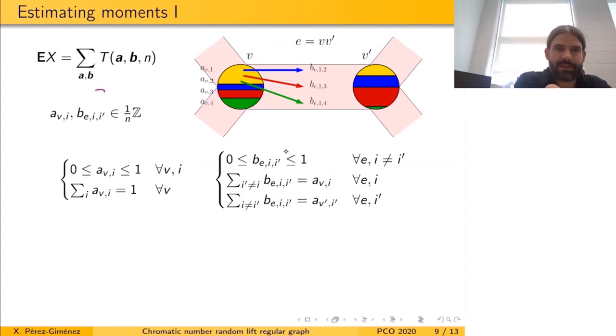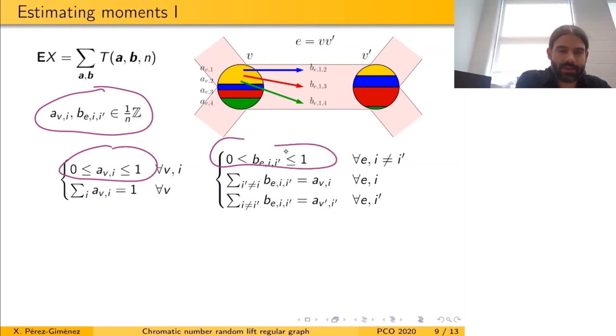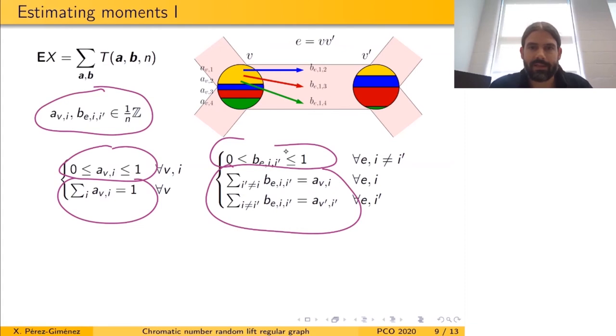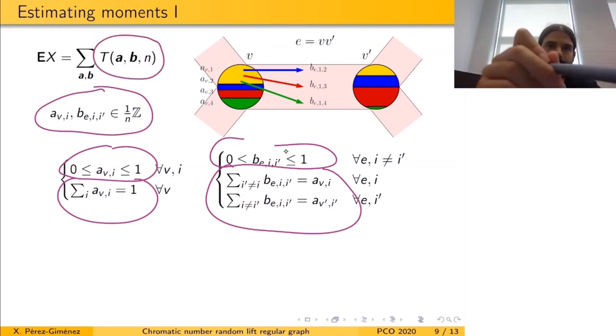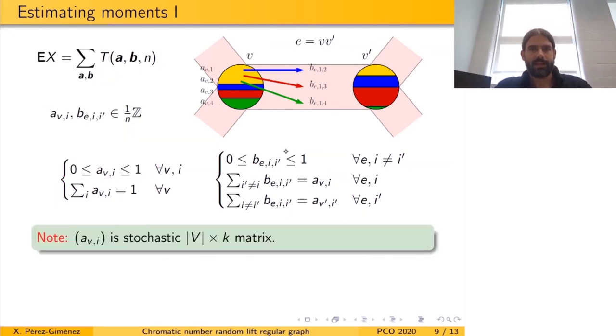Let me repeat that. My parameters live in some lattice, live in some polytope, and also satisfy some equality constraints, which means they live in some affine space. So they live in the intersection of a polytope, a lattice, and an affine space. And for each valid set of parameters in this domain, computing the contribution to the expectation is just an easy combinatorial exercise. Okay, so let me say something else.